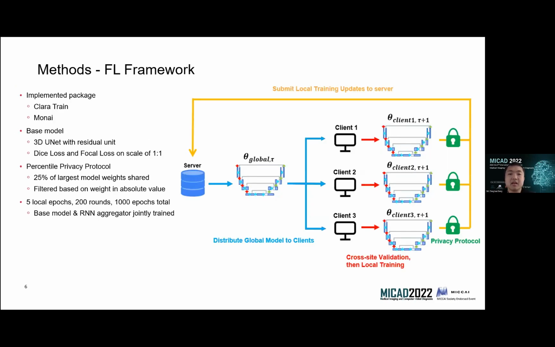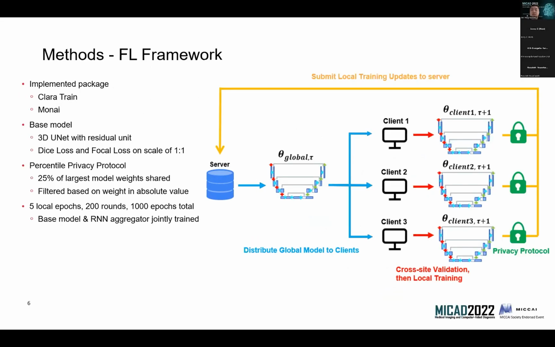After the dataset, let's look deeper into the federated learning framework. For each training round, the global model is created at the server, either initialized randomly for the first round or aggregated from local models for the following round. The global model is then distributed to each client site for training. But before training, the global model is first evaluated at each client's dataset for cross-site validation.